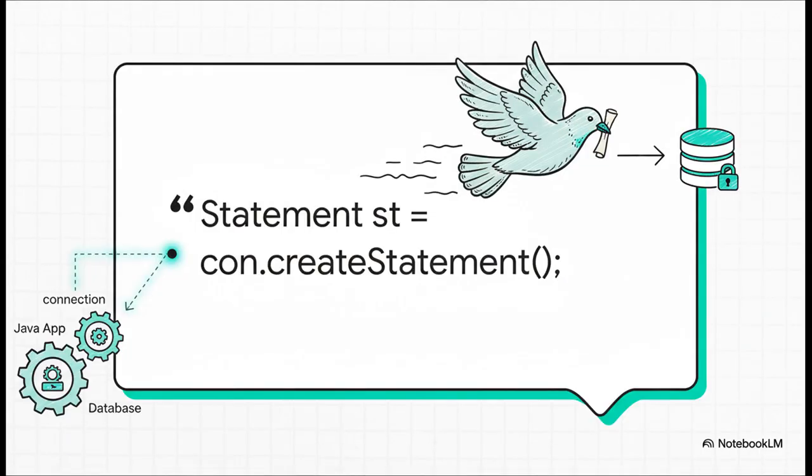Okay, bridge is built. Now we need our delivery truck, right? On our new connection object, con, we call the createStatement method. This gives us back a statement object. This st variable is now our messenger, our vehicle, ready and waiting to transport any SQL command we want to send.